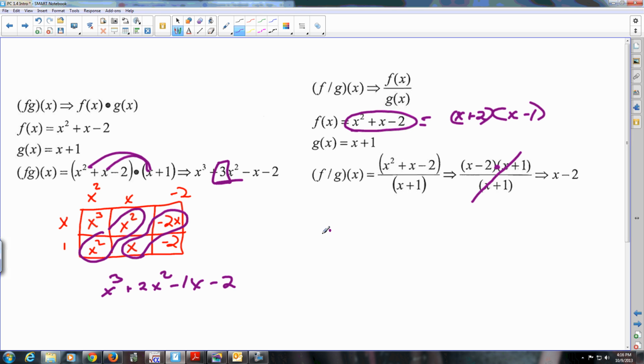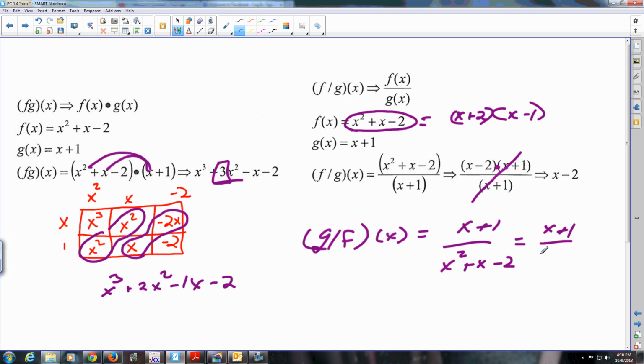Again, order does matter. G divided by f of x means that g is going to be on top, and f of x is going to be the function that's in the denominator. Okay, you can still factor it, so that'd be x plus 1, x minus 2. Those would cancel out, and you'd be left with 1 over x minus 2. So again, order matters.